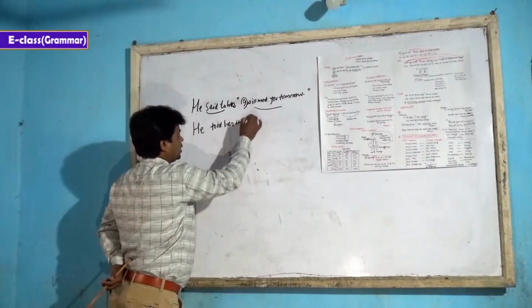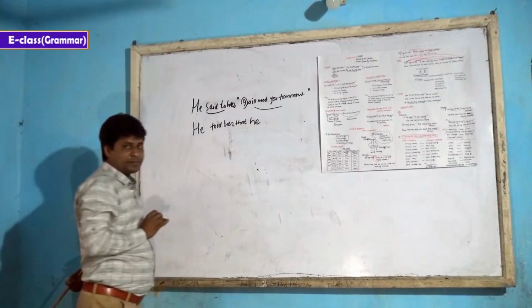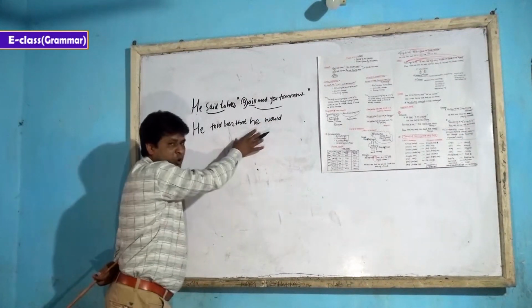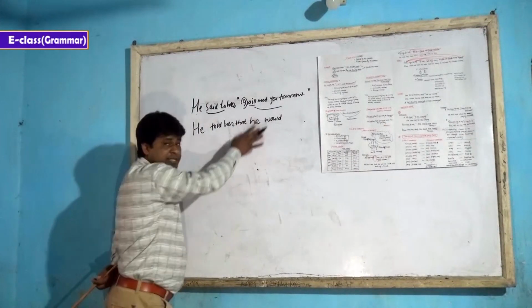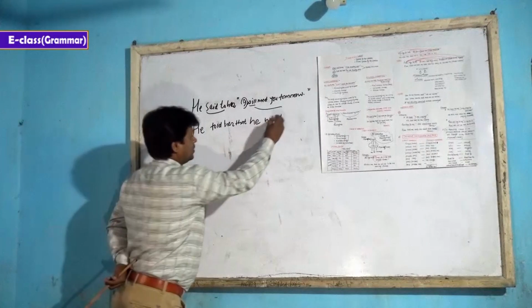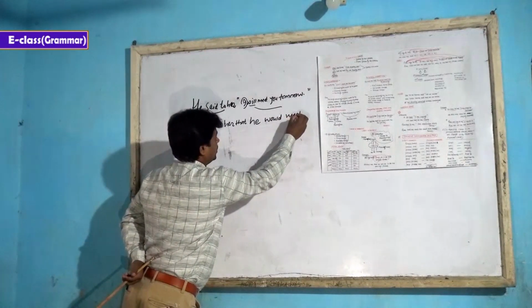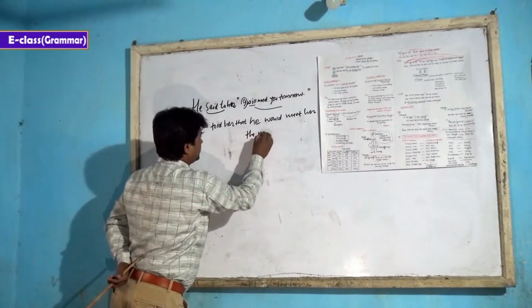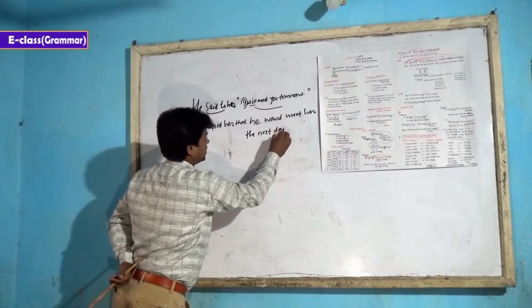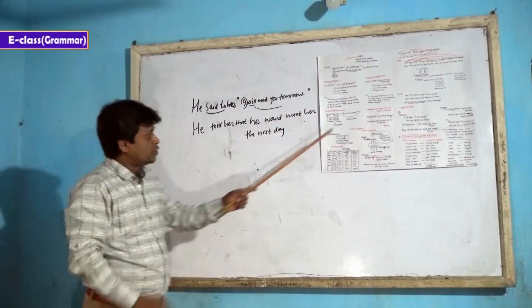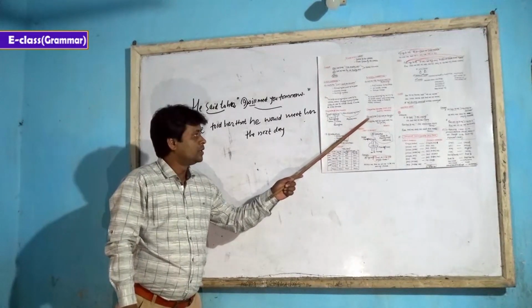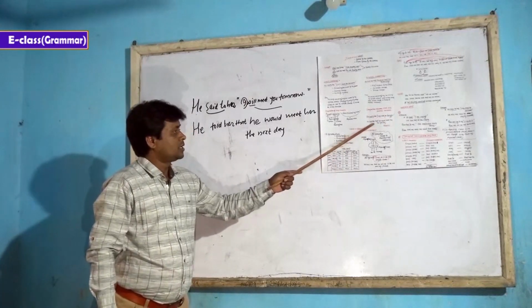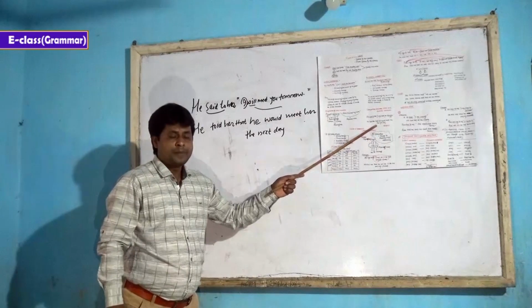Next, "I" becomes "he". "Will" becomes "would". I'm not explaining here; I'm just writing the answer and I'll compare. "You" becomes "her". "Tomorrow" becomes "the next day". See, it's given here too. He said to her, "I will meet you tomorrow." He told her that he would meet her the next day.